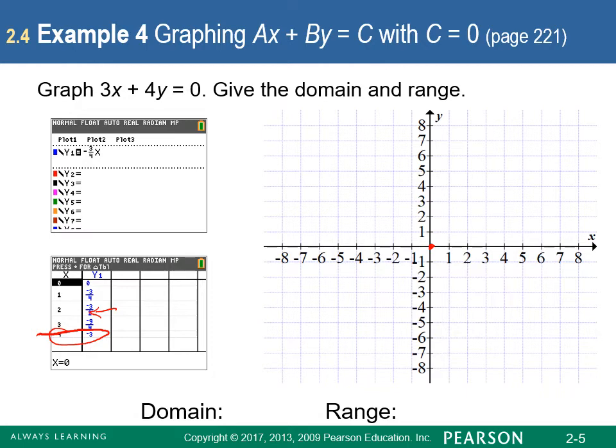So we have a dot at 4 and -3. And then we have the line that goes through those dots. Now, like before, this line is going infinitely in both directions. So again, we have a domain of -infinity to infinity and a range of -infinity to infinity.